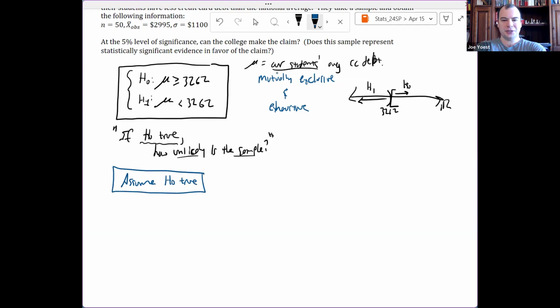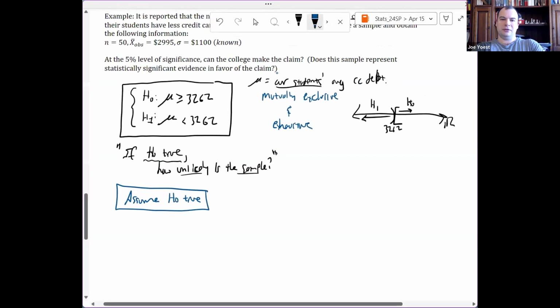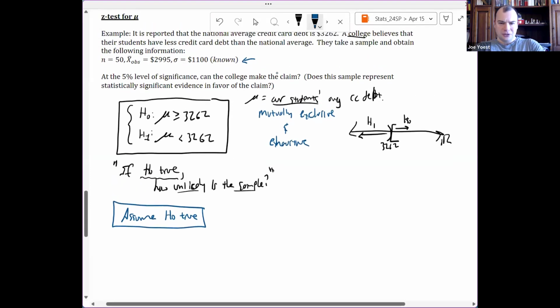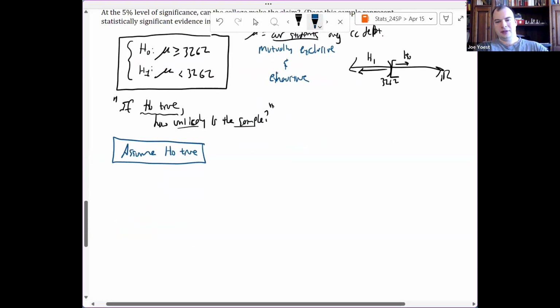And then I want to ask, under the assumption H naught is true, what if I were to reject the null on the basis of this sample? That would be an error. How likely would it be for me to make an error where I reject the true null for a sample like this? If I assume H naught is true, then what does that mean? That means that mu is bigger than or equal to 3262.